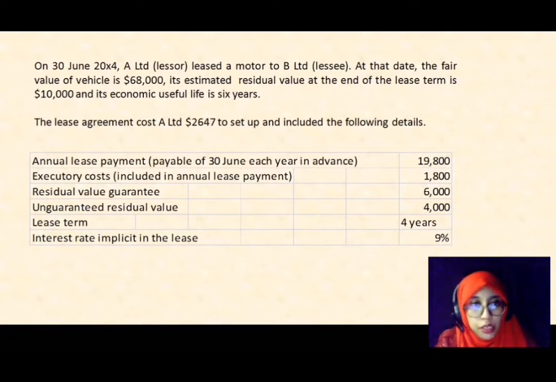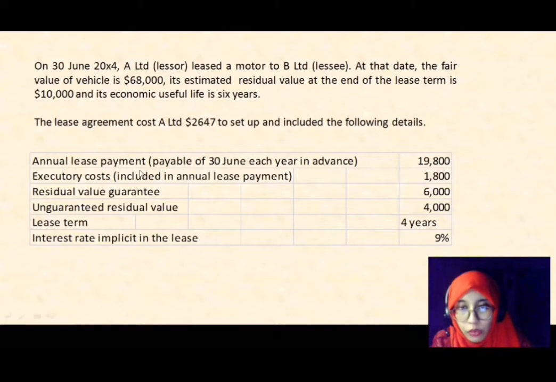And at that date, the fair value of the vehicle is $68,000. Its estimated residual value at the end of the lease term is $10,000, and its economic useful life is 6 years. The agreement costs A Limited $2,647 to set up and includes the following details. So we can see those details.